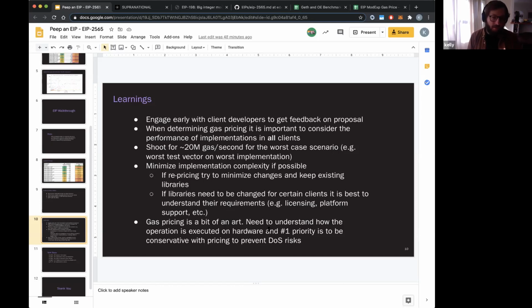And last but not least, the number one priority here is to be conservative with the pricing to prevent denial of service risk. So, selfishly, everyone would like gas to be as cheap as possible, and nobody wants to pay gas or transaction fees. But it's important that the network is secure, and so the number one priority is really to make sure you're not introducing new risk into the ecosystem.